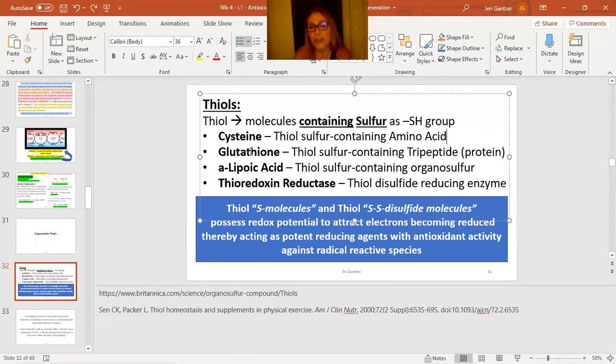Okay, glutathione is also going to be a tripeptide. It's made up of three amino acids. Guess what amino acid is going to be in glutathione? Cysteine.